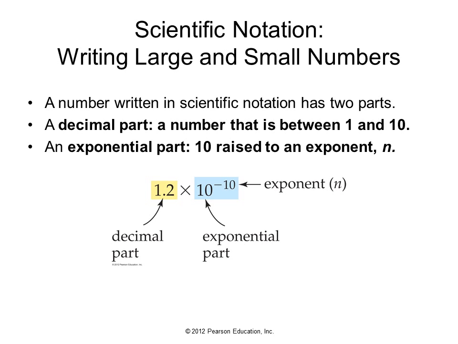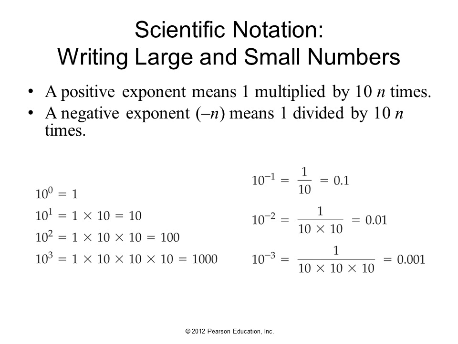Scientific notation is convenient for writing large and small numbers. A number written in scientific notation has 2 parts: a decimal part that is between 1 and 10, and an exponential part, in which you have 10 raised to a power, or an exponent. Scientific notation with positive exponents are large numbers, and it means 1 is multiplied by 10 as many times as the exponent. A negative exponent means the number is smaller than 1, and it means that 1 is divided by 10 n times, the number of the exponent.